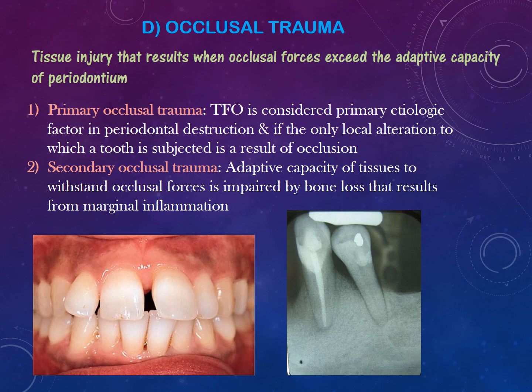Whereas secondary trauma from occlusion occurs around teeth with reduced periodontium. That is, it usually occurs in periodontitis cases wherein the periodontium becomes more vulnerable to injury, and previously well tolerated occlusal forces become traumatic.